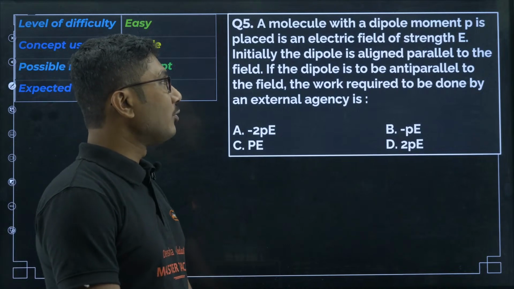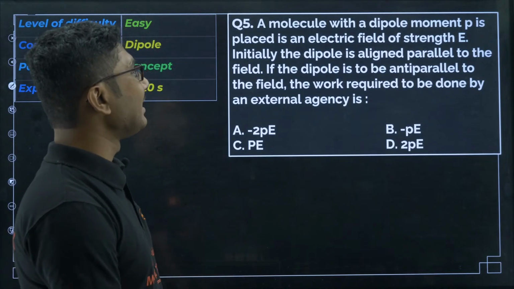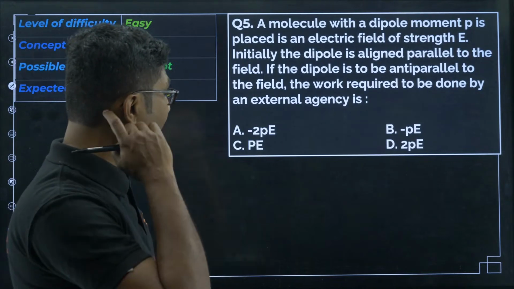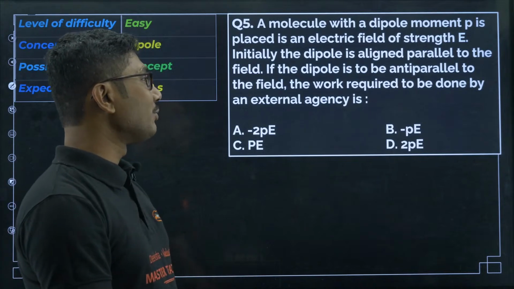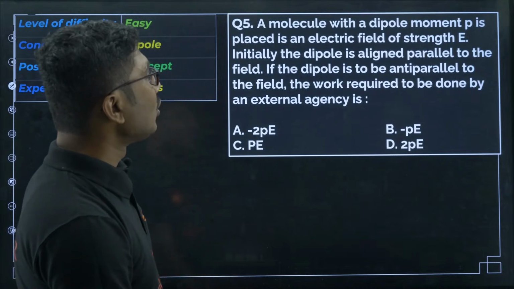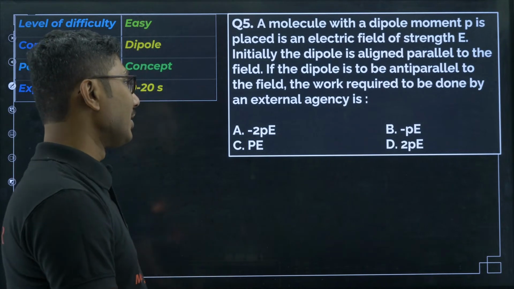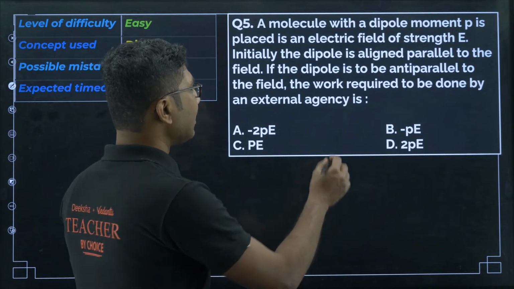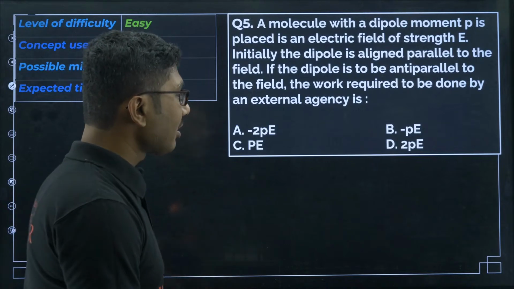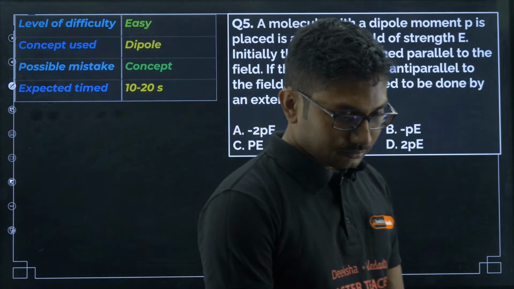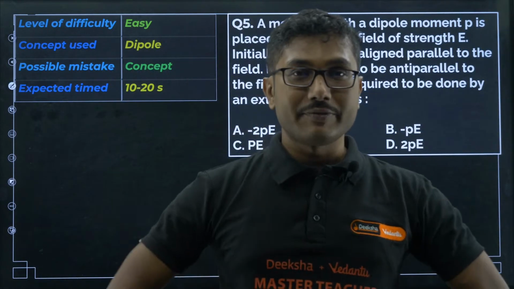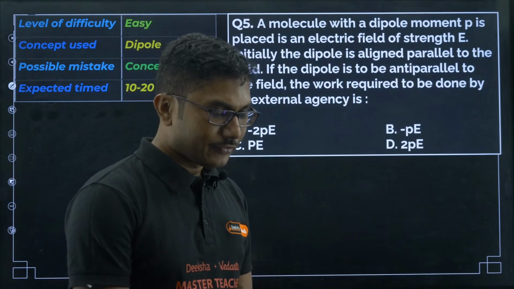A molecule with a dipole moment P is placed in an electric field of strength E. Initially the dipole is aligned parallel to the electric field. If the dipole is to be made anti-parallel to the electric field, the work required to be done by the external agency is. Okay, so what is the work required by the external agency? Minus 2PE, minus PE, only PE, or 2PE? Please answer this question. I am giving you some time to answer. I will wait for your answer.